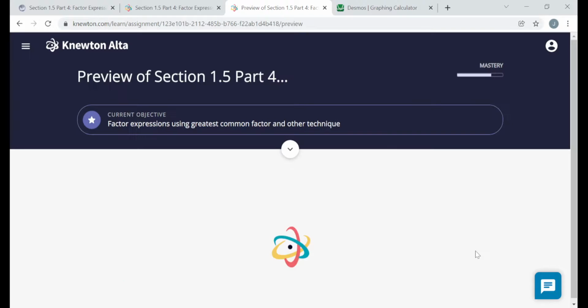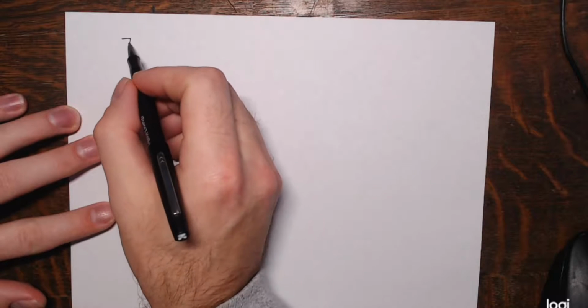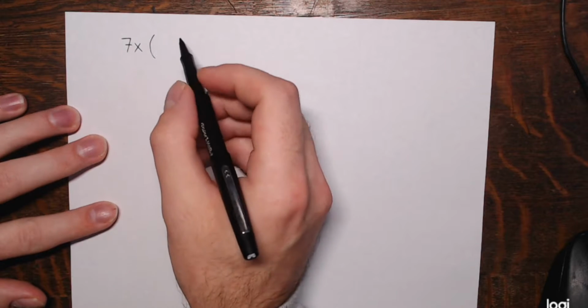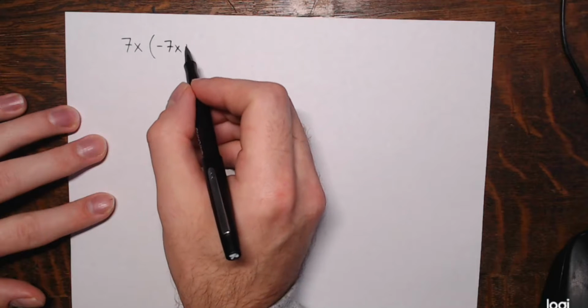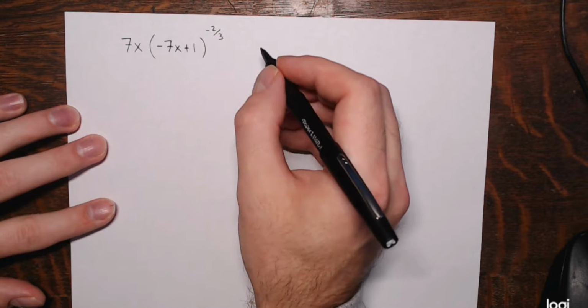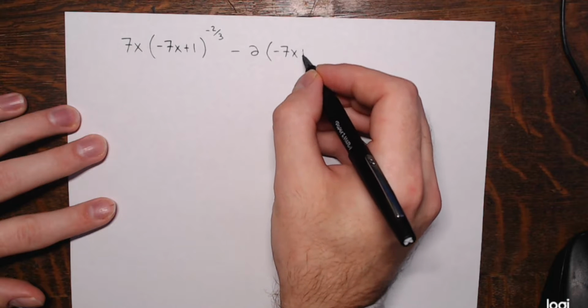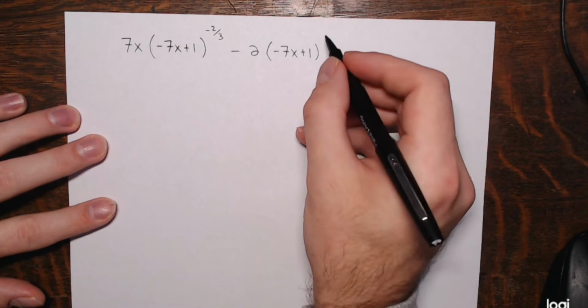All right, then the last questions are on the other objective, with the fractional and negative exponents. So again, I shall write this out, and we'll factor it the same way I've done all those other ones, those other 2 examples from this objective from earlier. So here we're given 7x times the quantity negative 7x plus 1 to the negative 2/3 power, minus 2 times the quantity negative 7x plus 1 to the positive 1/3 power.